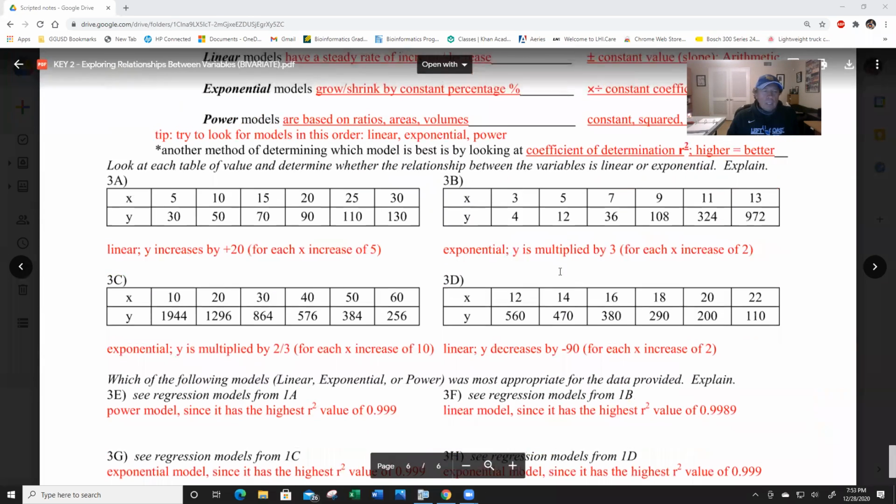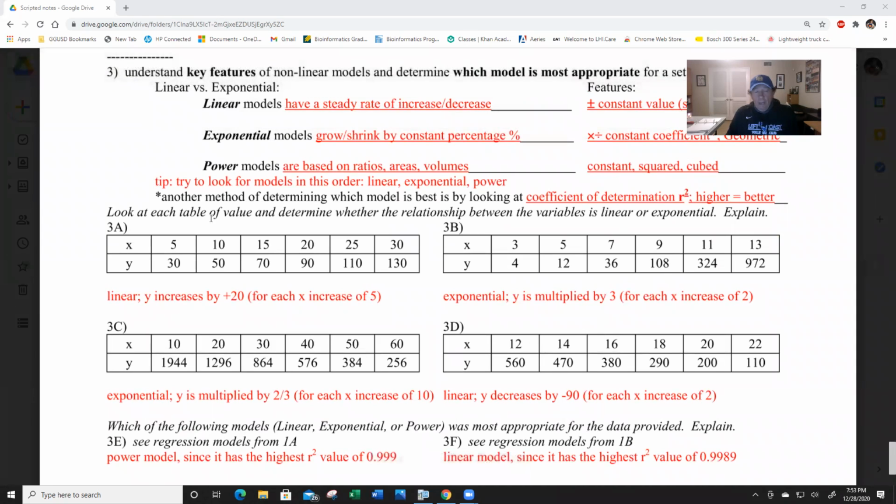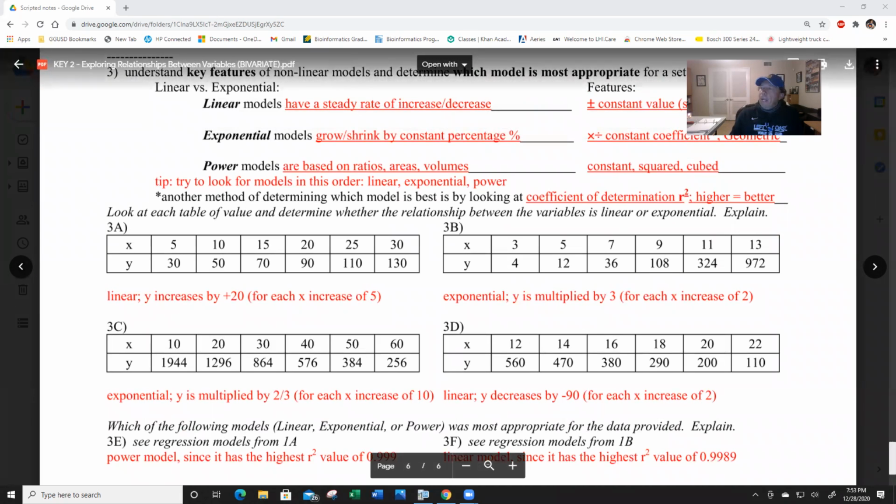Okay, so let's look at 3A through D. It says, look at each table of values and determine whether the relationship between the variables is linear or exponential. All right. I think in 3A, it's going to be linear because if you look, there's an increase of 20 for every x increase of 5. So it's just a constant rate of change.